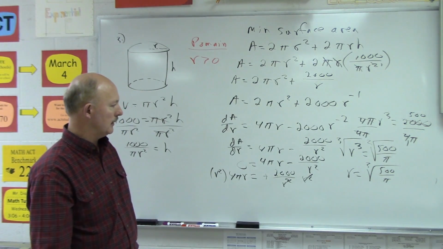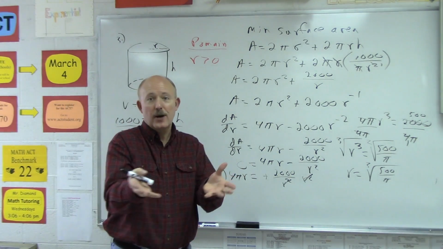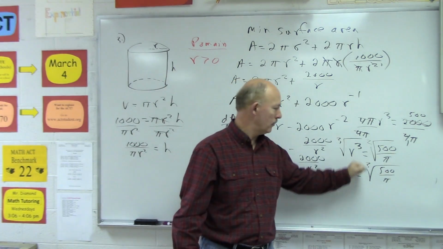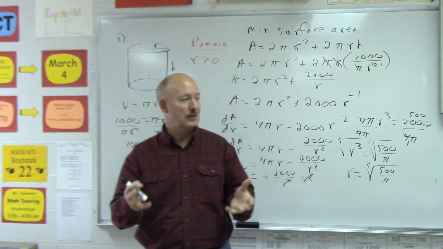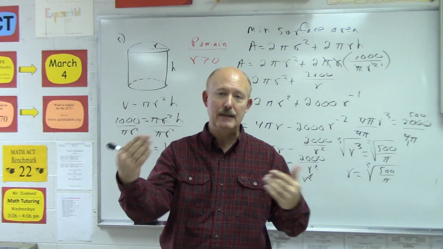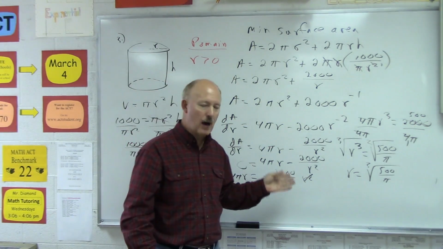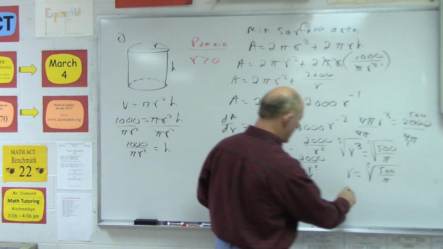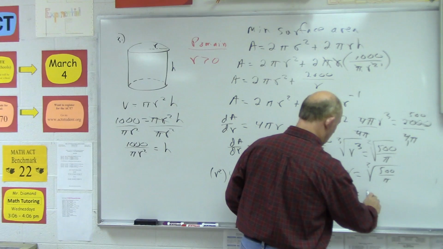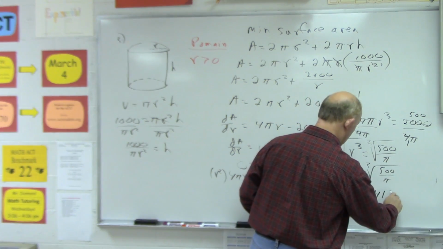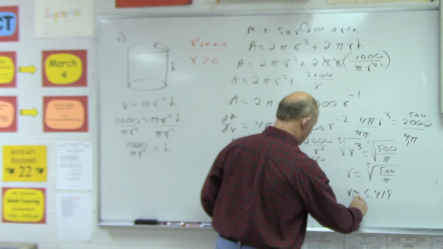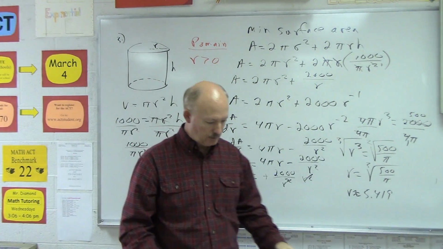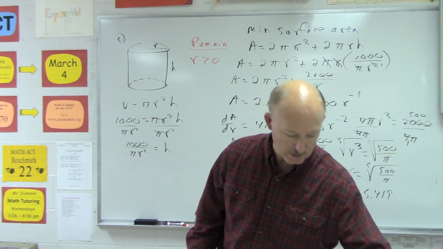Now, if your boss were to ask you what's the maximum radius, you don't want to give him the cube root of 500 over pi. He's going to ask you, what's the real radius? So let's put this on your calculator and see if we can get a decimal on it. When I did that, I got 5.419. So the radius would be approximately 5.419. Okay, so that'll be our radius. That's our critical number.